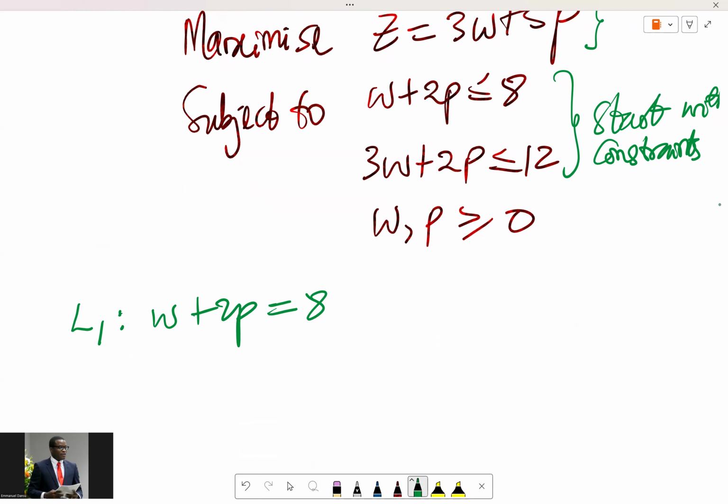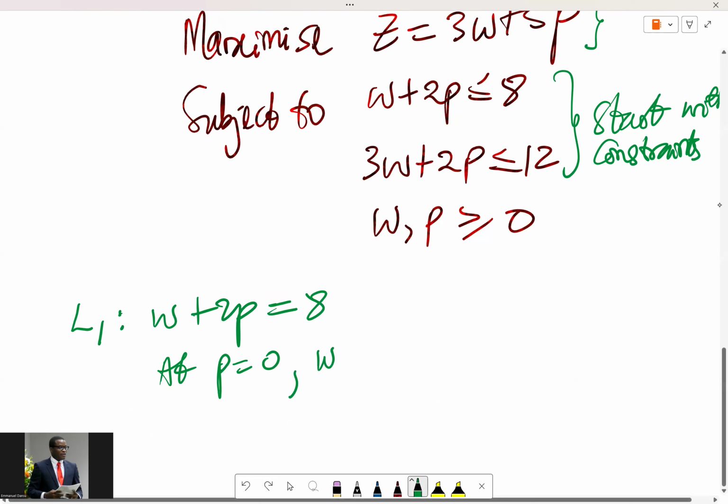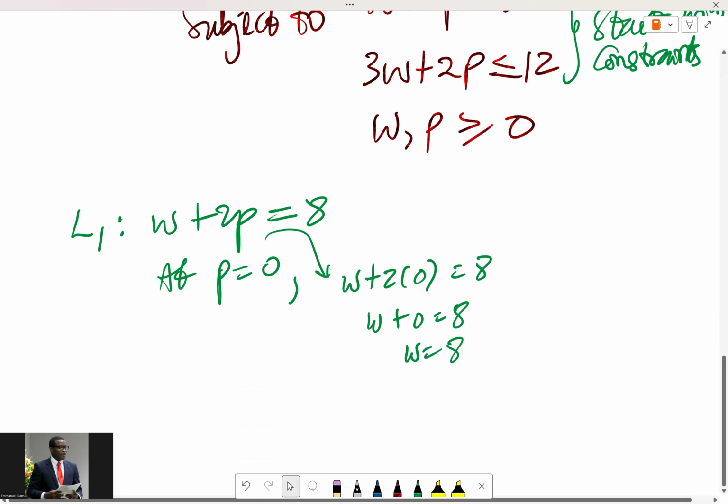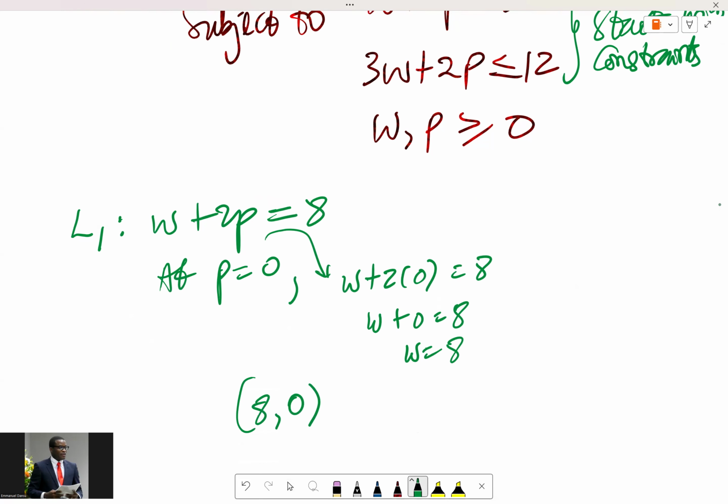Now, if that is the case, then at P equals 0, the expression becomes W plus 2 times 0 equals 8. That means W plus 0 equals 8, and that means W is simply equal to 8. So in that case, you have a point where W is 8 and P is 0. You're going to plot this point on the graph. Okay. So that's one part.